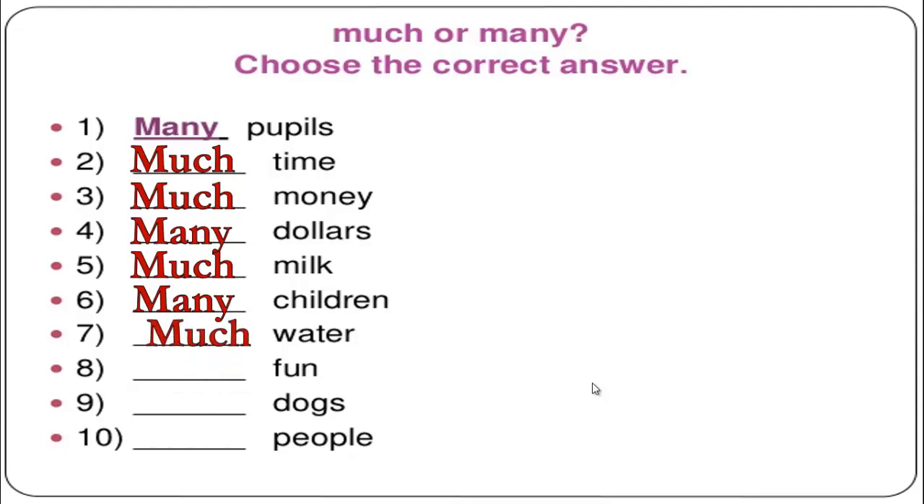Number 8, fun. Can we count fun? Excellent. We cannot count the word fun. So it's going to be much. 9, dogs. We can count dogs, so it's going to be what? Many. It's a countable word. Dog, dogs. The last one here, people. That's right. The singular form of people is person. So here, many people.